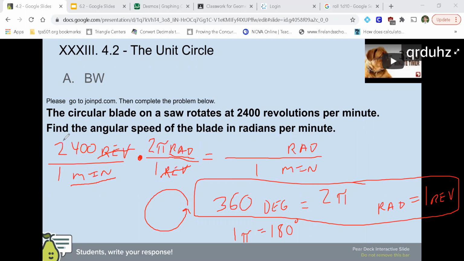If I go ahead and multiply my numbers now, 2,400 times 2 pi would be 4,800 pi. And in the denominator, 1 times 1 is 1. You could leave the answer like this. If you go ahead and actually multiply with the pi, you should get that is 15,079.645 radians per minute. So super fast.